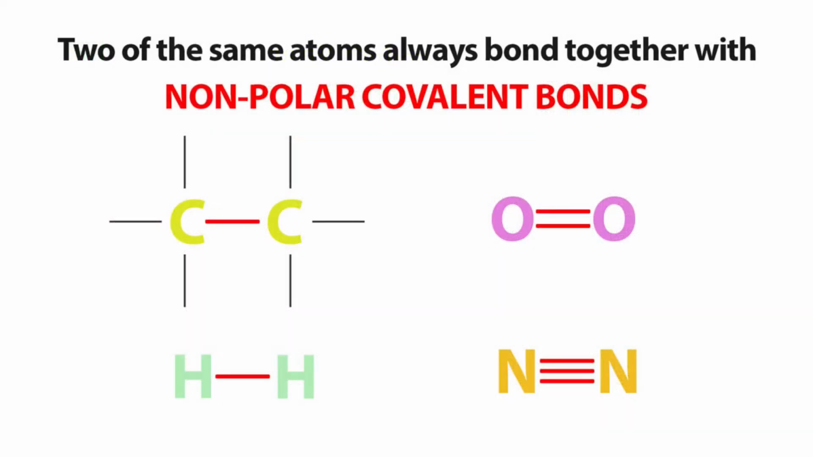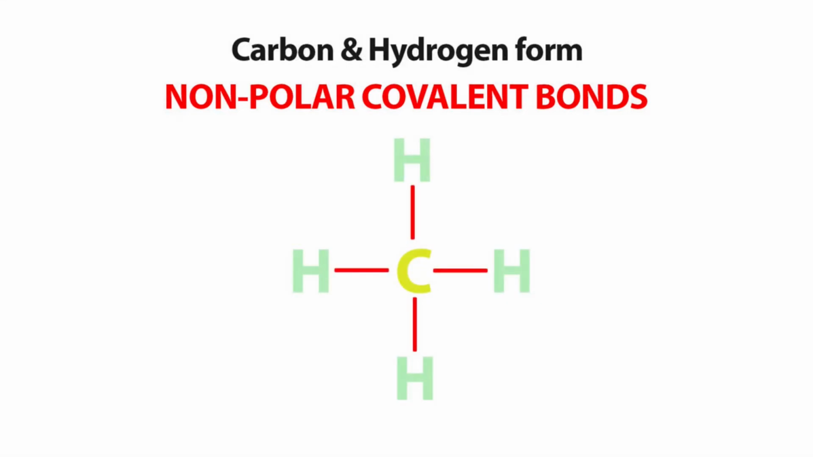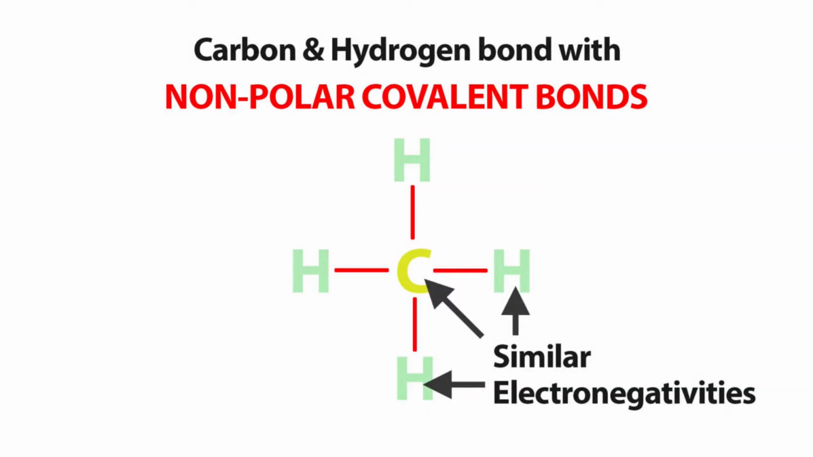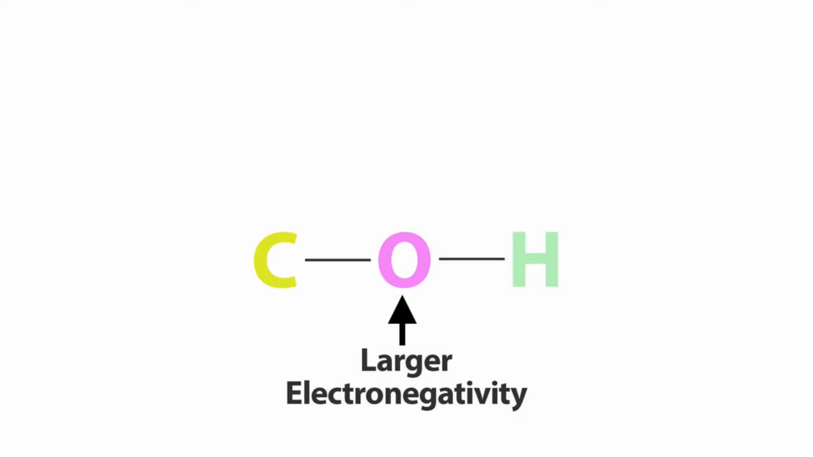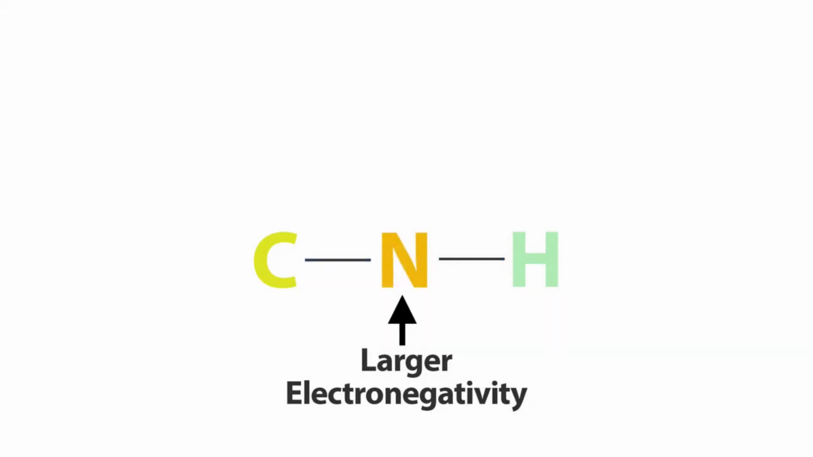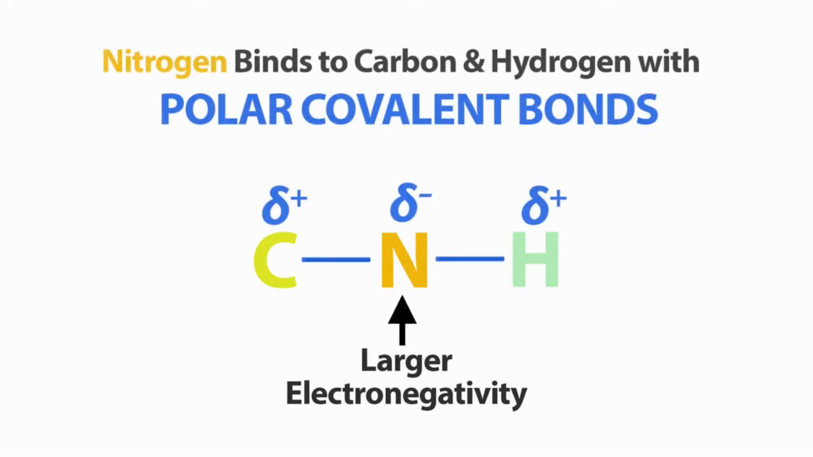1. Any bond between two of the same atoms is always non-polar because the same atom obviously always has the same electronegativity as itself. 2. Carbon and hydrogen always form non-polar bonds when they bond with one another because carbon and hydrogen have similar electronegativities. 3. Oxygen has a higher electronegativity than both carbon and hydrogen, so when these atoms bond together they form polar covalent bonds. And lastly, nitrogen also has a higher electronegativity than both carbon and hydrogen, so when these atoms bond together they also form polar covalent bonds.